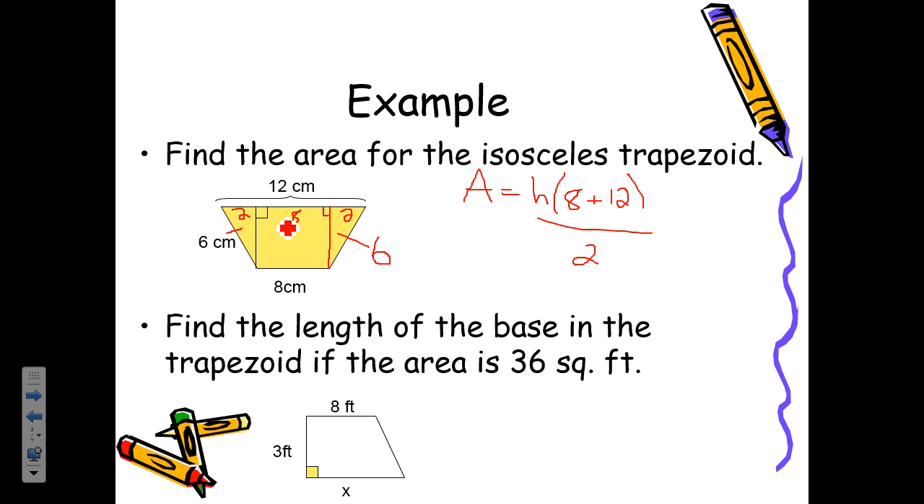So now you notice that with the height of the trapezoid drawn, you know that you have this right triangle here because these two are supplementary.